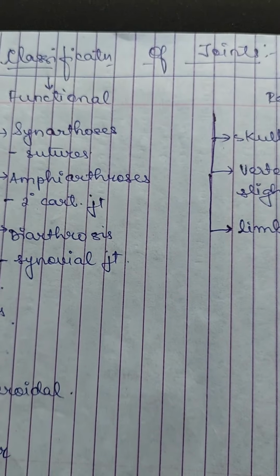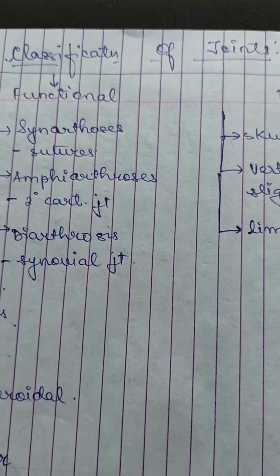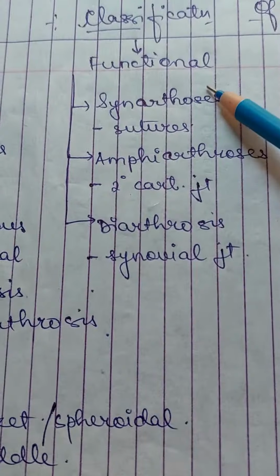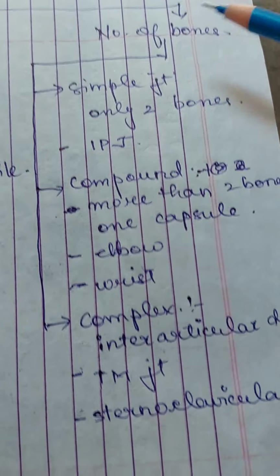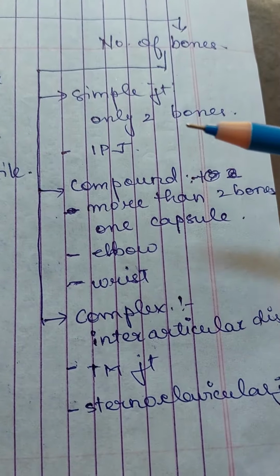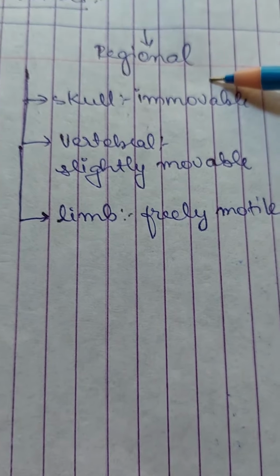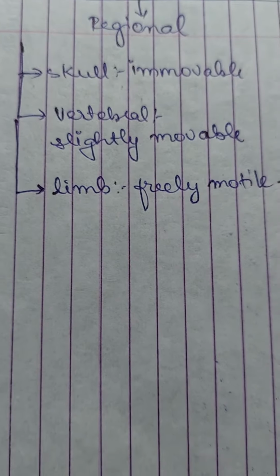So I already talked about classification of bones. Now I'll be talking about the classification of joints. Joints can be classified structurally, functionally, regionally, and depending on the number of bones taking part in the articulation. Let's start with the smallest one, that is the regional classification. Depending on the region, they are classified.